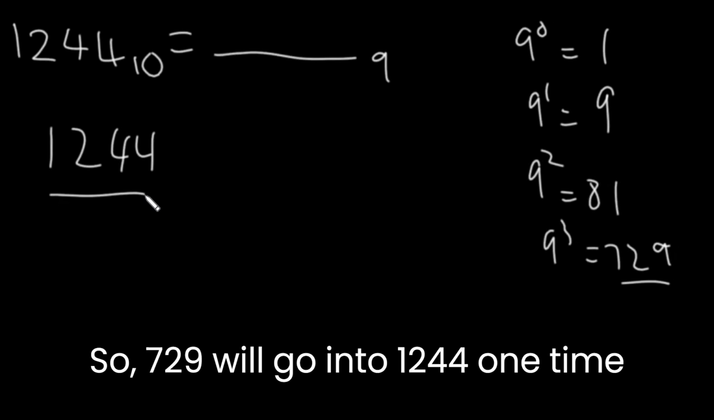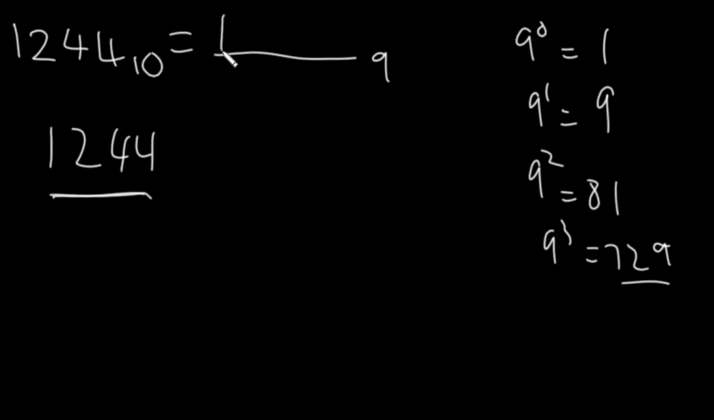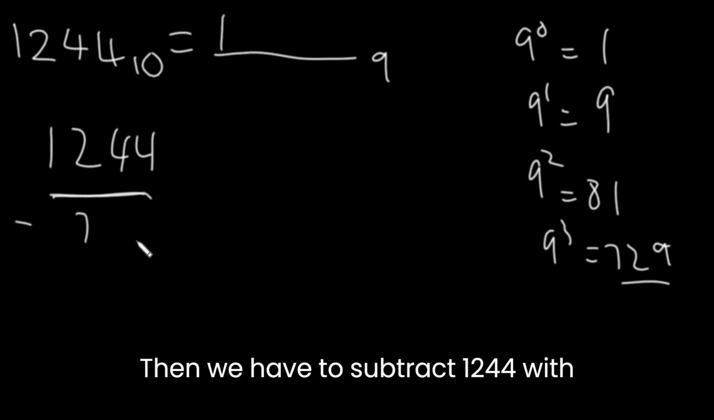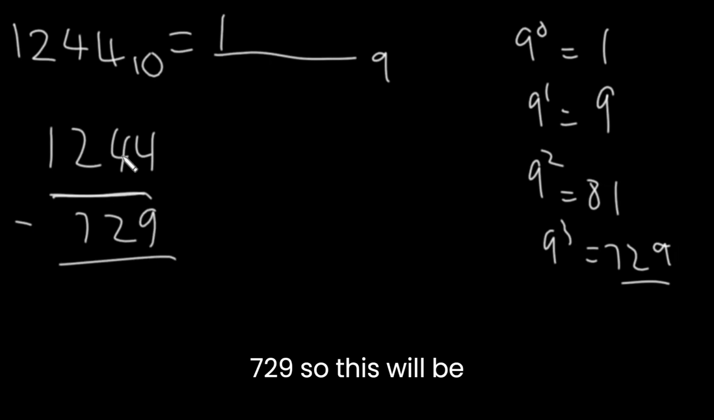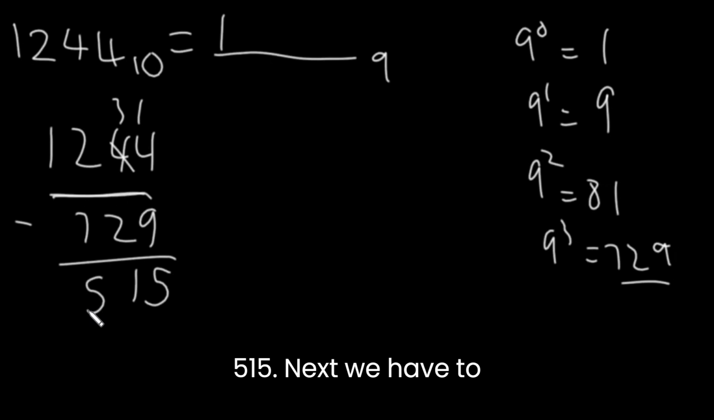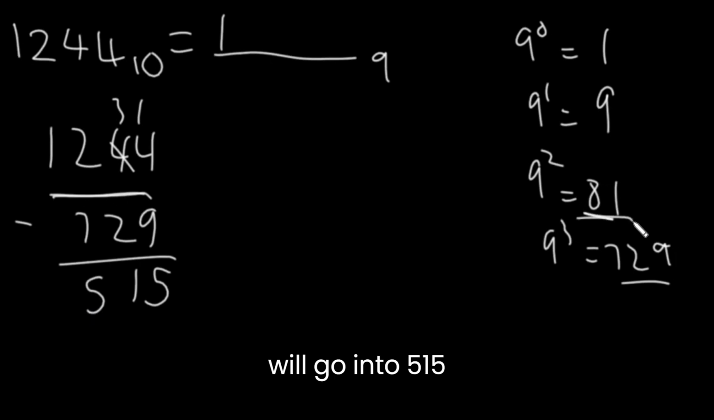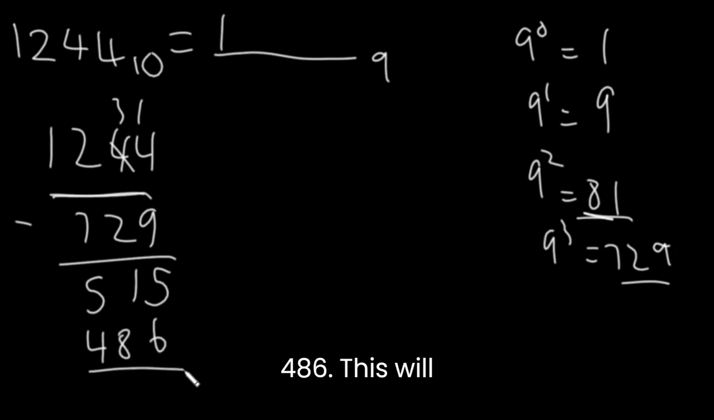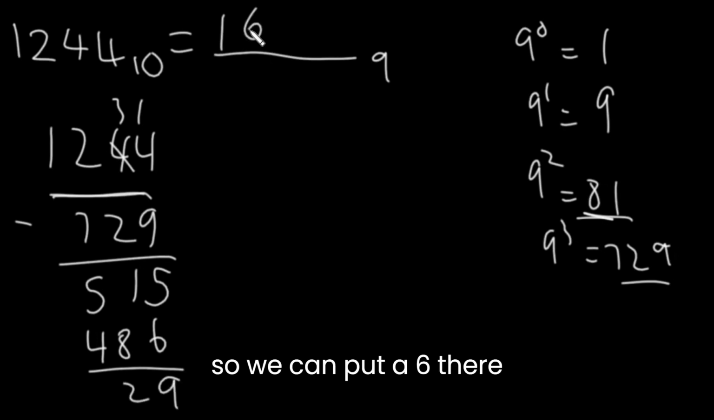So 729 will go into 1,244 one time. Then we have to subtract 1,244 with 729. So this will be 515. Next, we have to use the 81. 81 will go into 515 6 times. 81 times 6 is 486. This will be 29. And so we can put a 6 there.